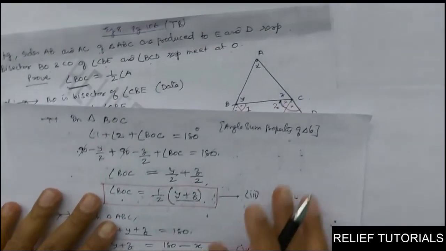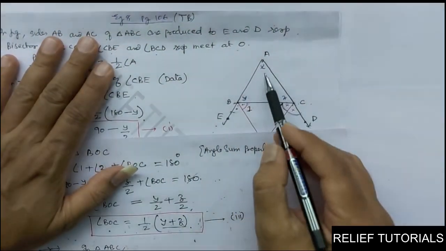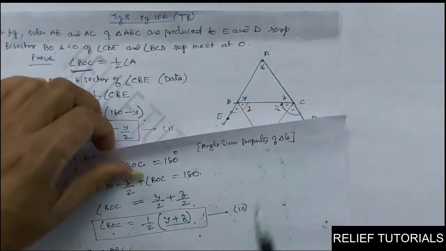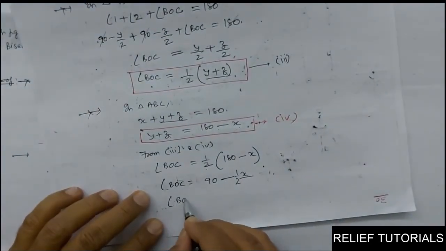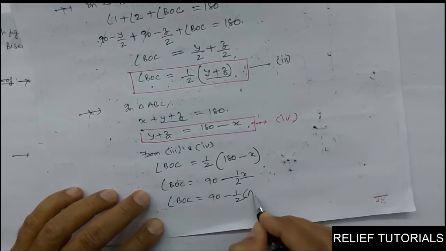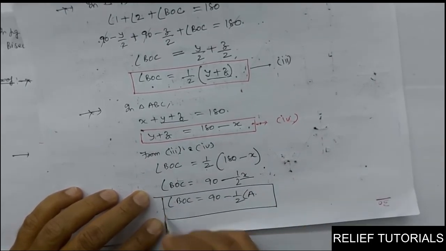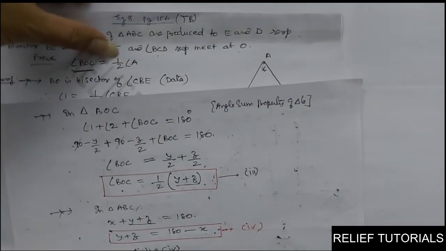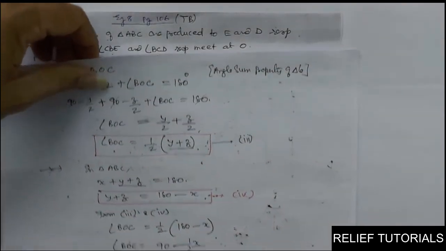So, look at the diagram. BOC is equal to 90 minus half x. X is angle A. So, we got the result we had to prove. BOC is equal to half of A. We have to prove only half of A.